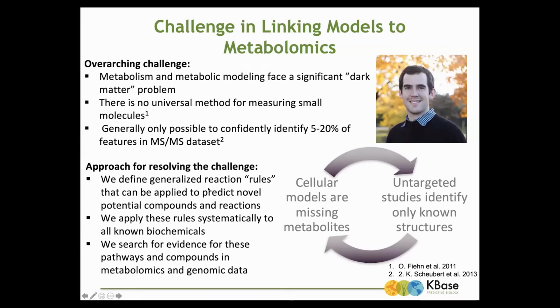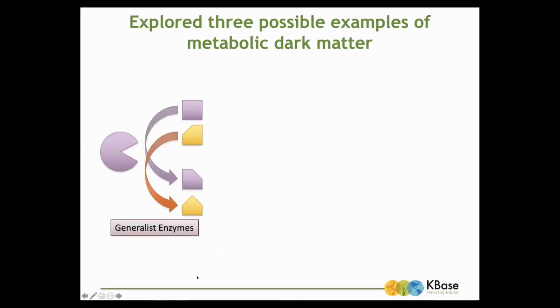So we have these generalized reaction rules that are learned from biochemistry databases, and we can apply these rules systematically to a set of compounds that we're interested in and predict reactions and compounds that could arise, new reactions and new compounds, which sort of addresses this missing knowledge problem. And then those new structures that are predicted could give us predicted MS and allow us to address this other 80%. And then we search for evidence of these pathways and compounds in our metabolomics and genomics data.